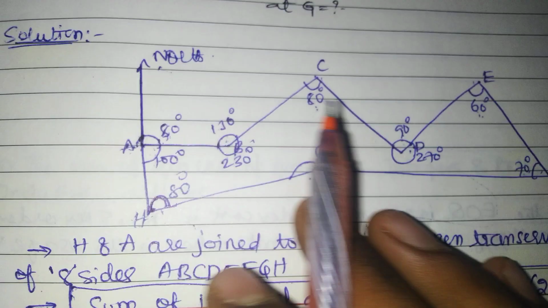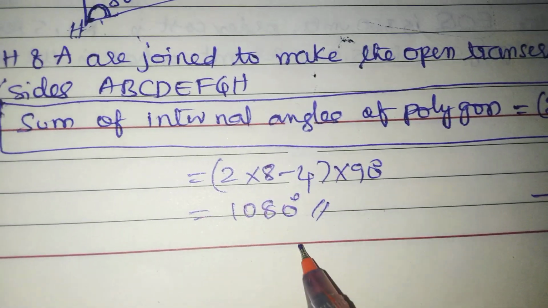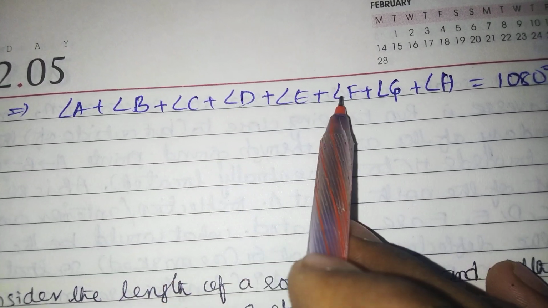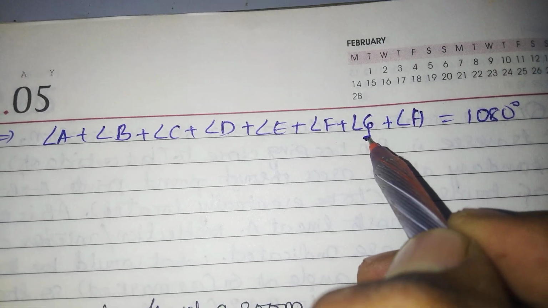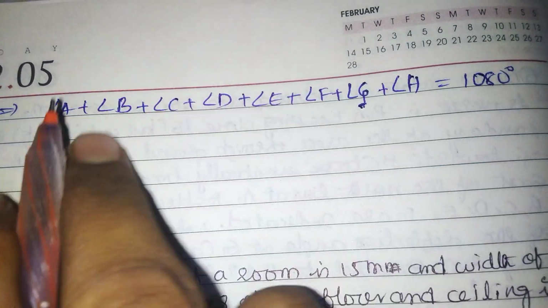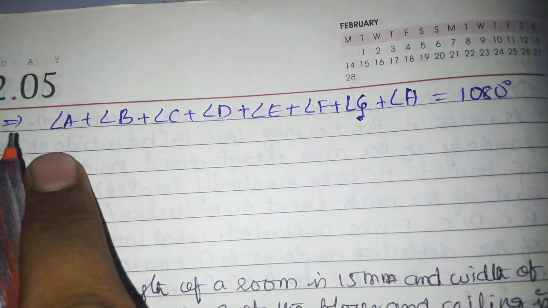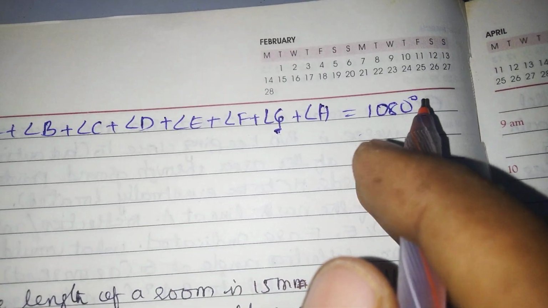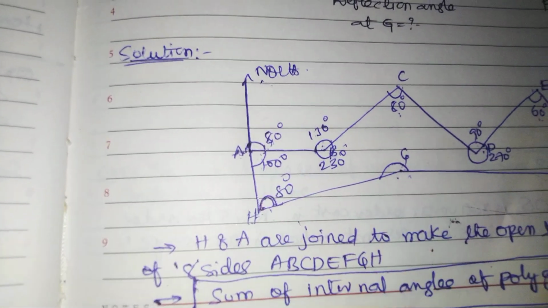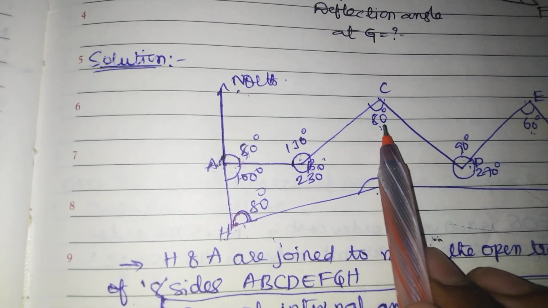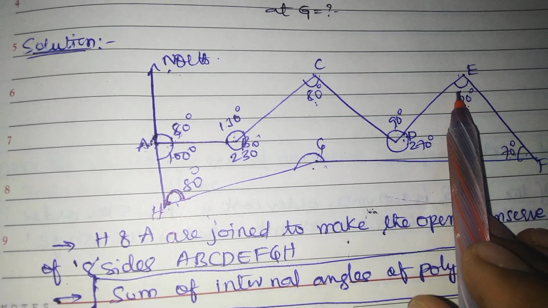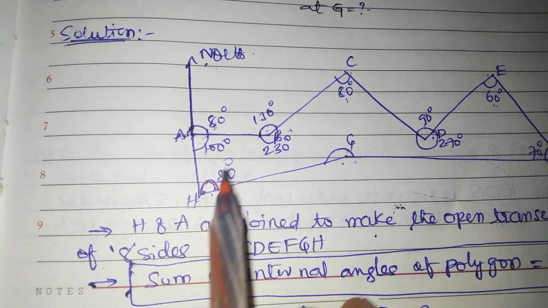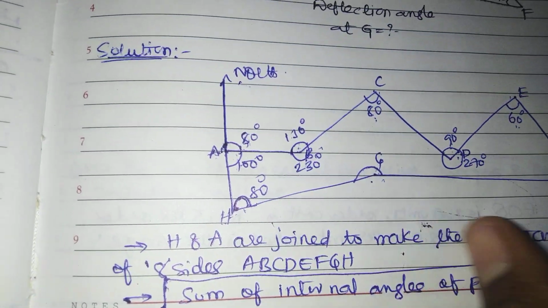We make the sum of these internal angles equal to 1080 degrees. So we have to calculate the angle at G. You already know the values of the internal angles of the polygon, but only the angle at G we have to calculate. So we make the sum equal to 1080. Angle at A is 100 degrees, B 230 degrees, C 80 degrees, D 270 degrees, E 60 degrees, F 70 degrees, G we have to calculate, and H 80 degrees. We substitute these values in the equation to get the answer.